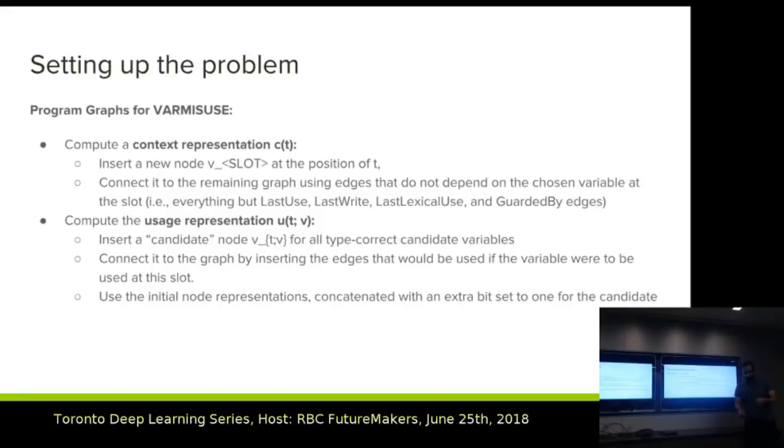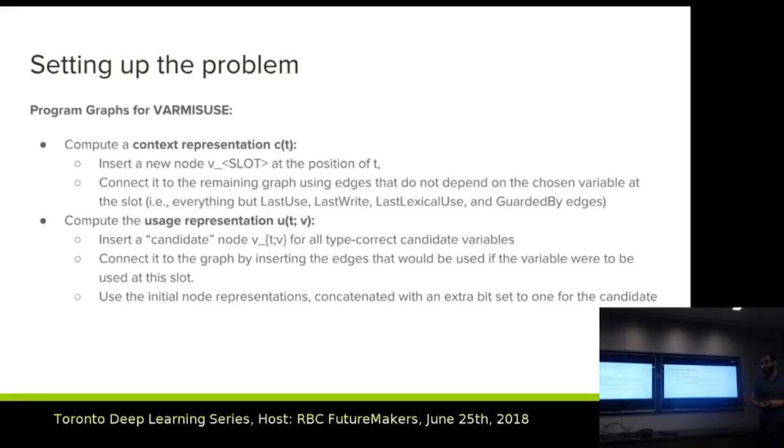So, I'm going to repeat what I said at the end once more to see if that makes more sense. For example, if you have four candidates that can all fit into that place and they're type correct and it compiles and all good, you will have four of those.